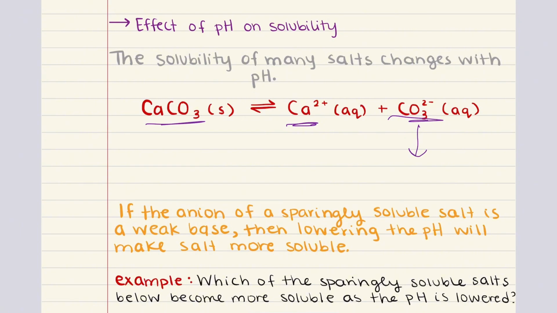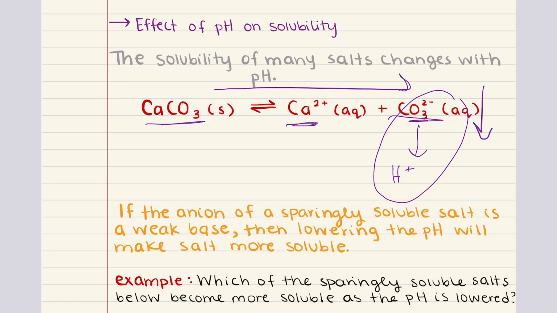When the pH of the solution decreases, the concentration of hydrogen ions increases. And these hydrogen ions can react with the carbonate ions to form bicarbonate ions or carbonic acid. This reaction removes carbonate ions from the solution, reducing their concentration. And according to Le Chatelier's principle, the equilibrium for the dissolution of calcium carbonate is going to shift to the right to replace the carbonate ions that were removed by the hydrogen ions. As a result, more calcium carbonate dissolves, increasing the solubility of the salt in acidic conditions.